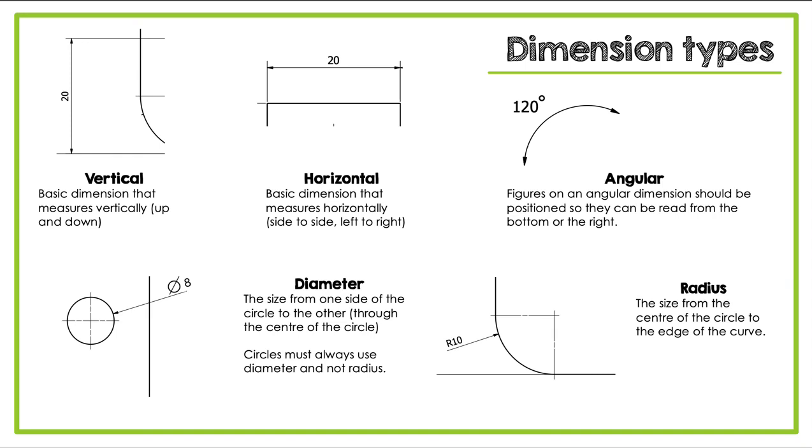You've got the diameter, which is the circle with the cross through it, and then the number. The diameter is from one side of the circle to the other. Circles will always be diameters and not radius, with the exception that sometimes in the exams they may give you a radius in order to trick you, making sure that when you're doing the drawings, you do it as a diameter.